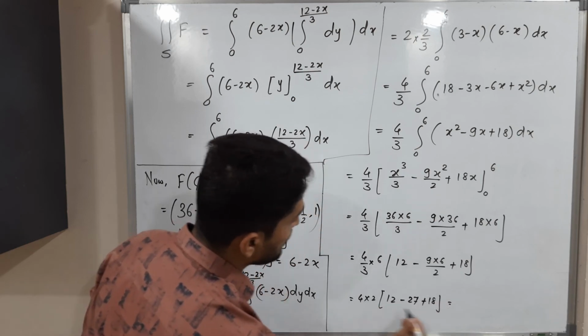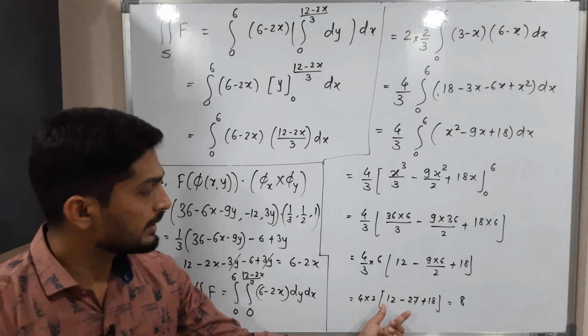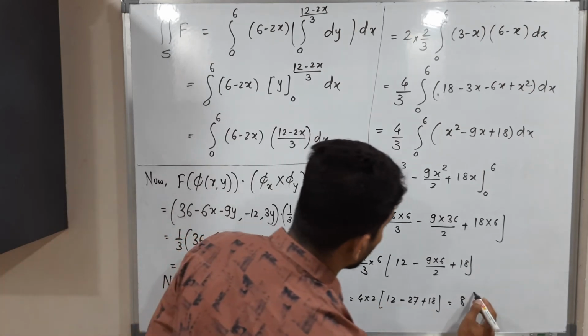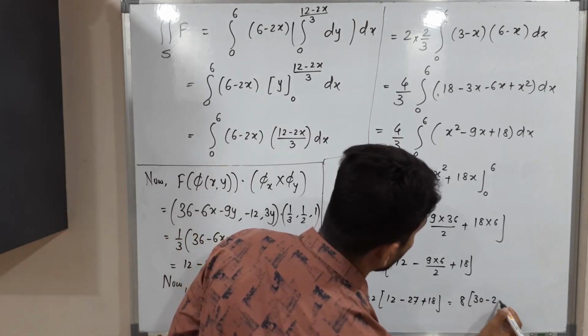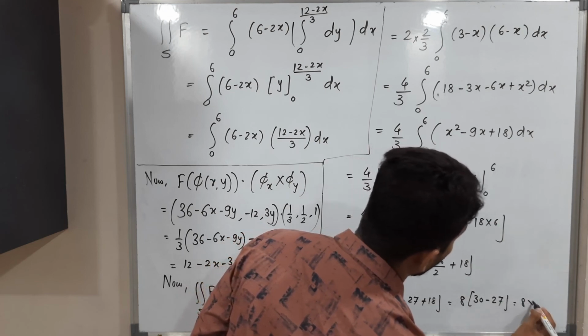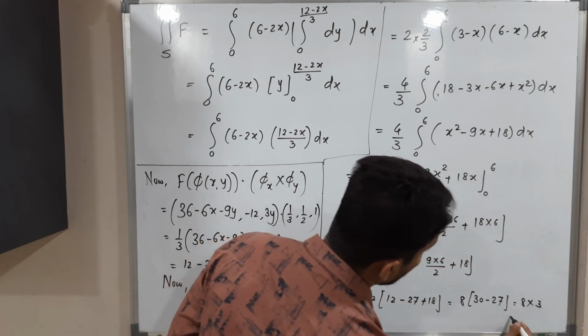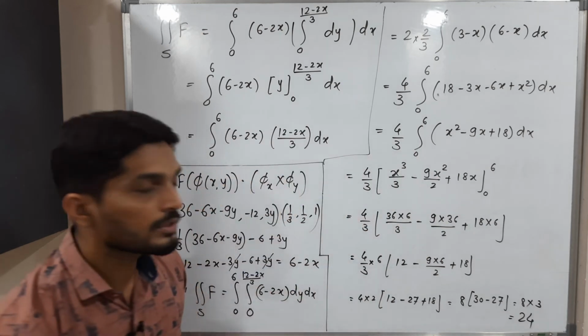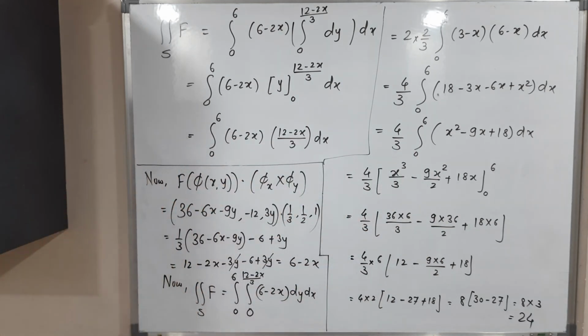So it is looking simple now, 8. So what will be the sum? 12 plus 18, it will be 30 minus 27. So it is 8 into 3. So the final answer is 24. So this is a required answer. Okay. So make a screenshot of it, then we will stop. See you.